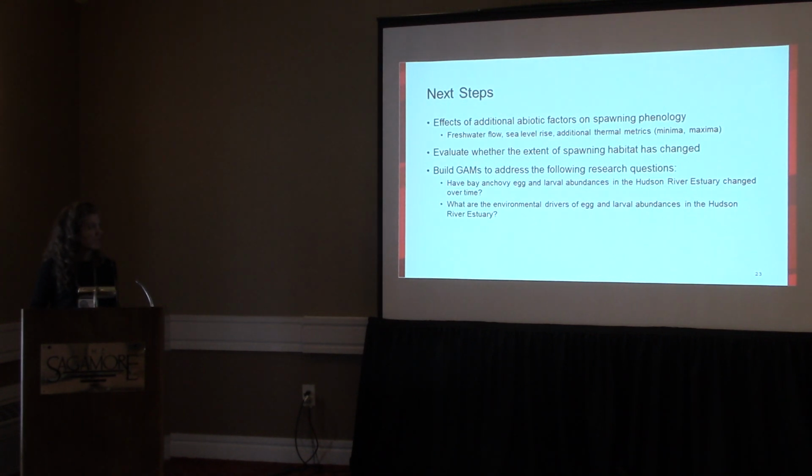So the next steps are to look at additional abiotic factors on spawning phenology. I originally only considered dissolved oxygen, temperature, and salinity, but I want to look at freshwater flow, sea level rise, and then potentially additional thermal metrics such as temperature minima or maxima. Evaluate whether the extent of spawning habitat has changed. I've done this with habitat suitability index models, but potentially developing logistic regression models to look at the changes in the extent, and then building models to address if there's been changes in bay anchovy egg and larval abundances, and what the environmental drivers of those changes are.